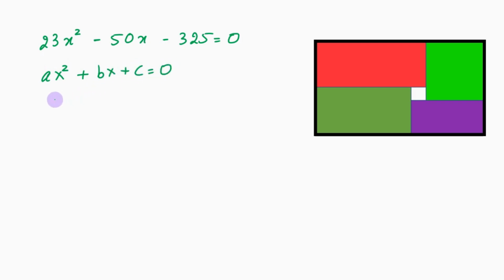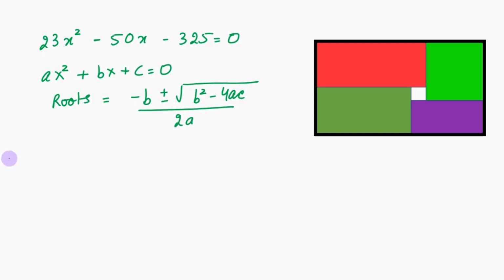So our equation was 23x square minus 50x minus 325 is equal to 0. And we are going to be using a very simple formula, that is, for the quadratic equation ax square plus bx plus c equals 0, the roots, that is the values of x which satisfy this equation, are given by minus b plus minus under root of b square minus 4ac divided by 2a.